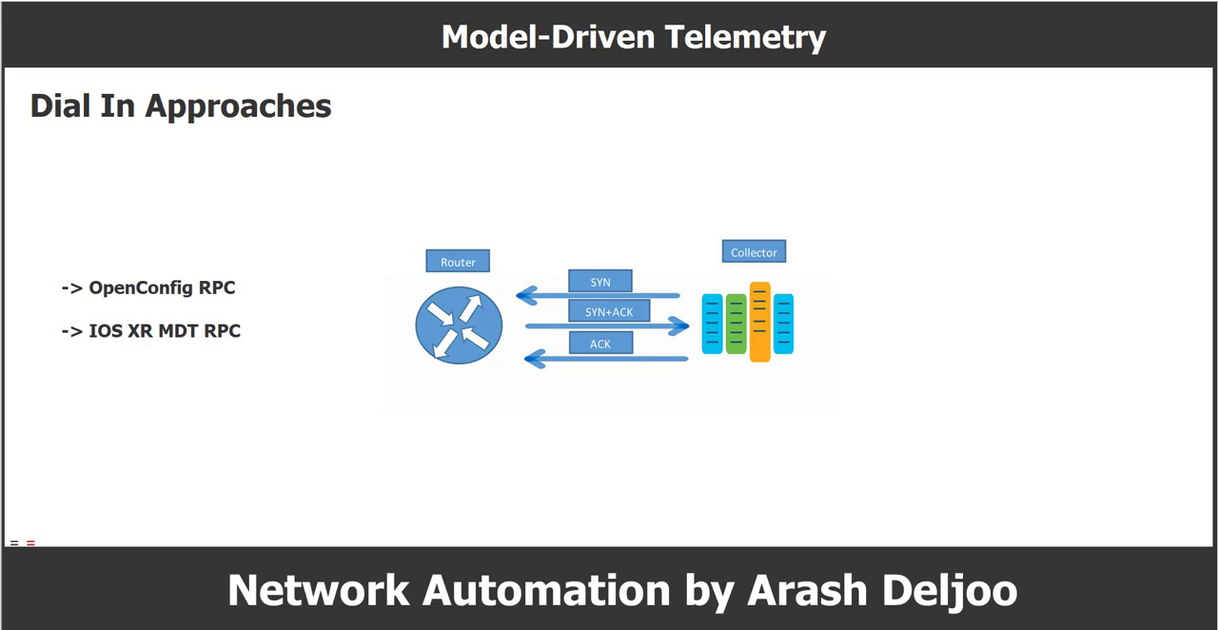In dial-in mode, the network device listens until the receiver dials in and sends the initial SYN packet to start the TCP connection. After the initial TCP connection is established, the network device pushes data out to the receiver at the configured interval. The network device acts as the server and the receiver is the client. Don't let the direction of the SYN packet throw you off, as there is no polling mechanism in model-driven telemetry.